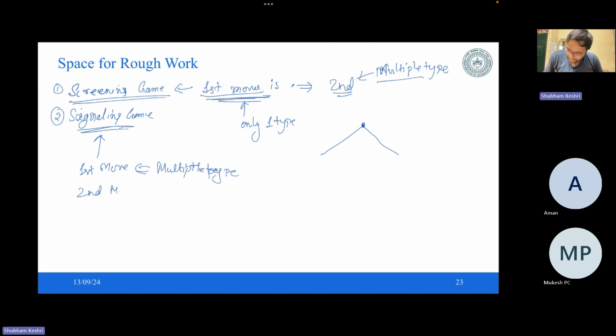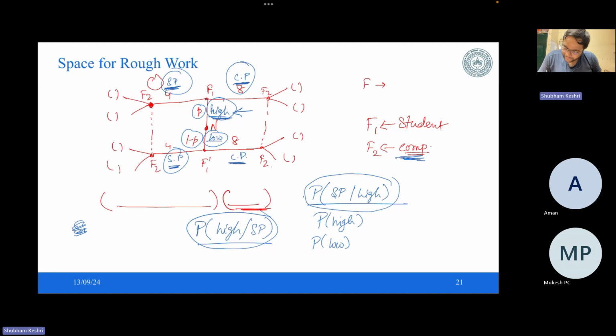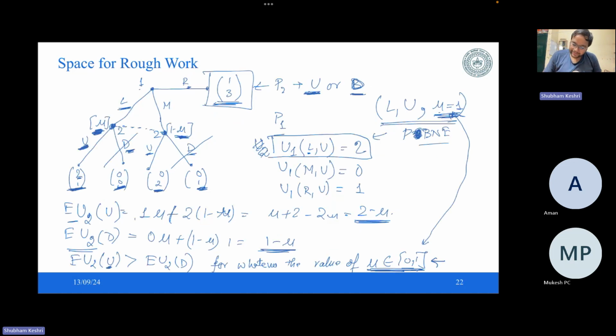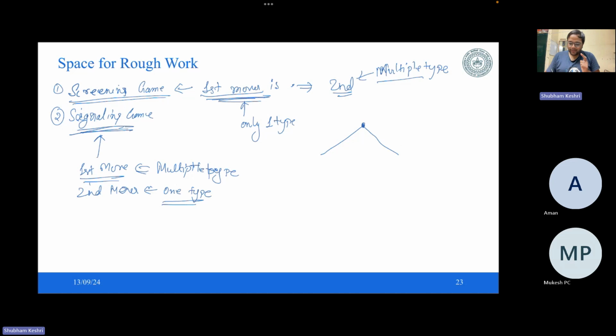And second mover is of one type. Okay. So if you go back in this example, you see the first mover can be of two types, either low or high. Therefore, this was a signaling game. First, we will see what a screening game is, all right, and then we will move on to the signaling game.